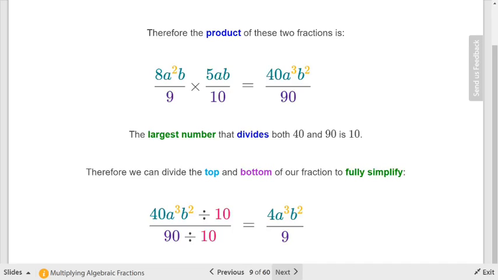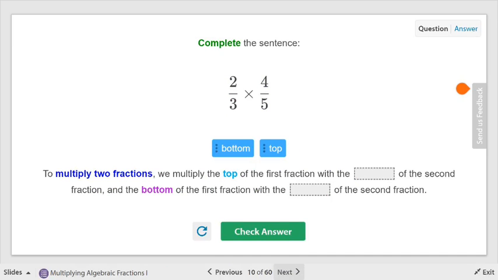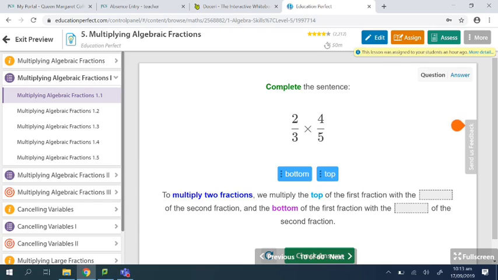Okay. So there you go. So you see their final answer. Good. Okay. So that's the end of that lesson. Let's see what else they're going to do to us.